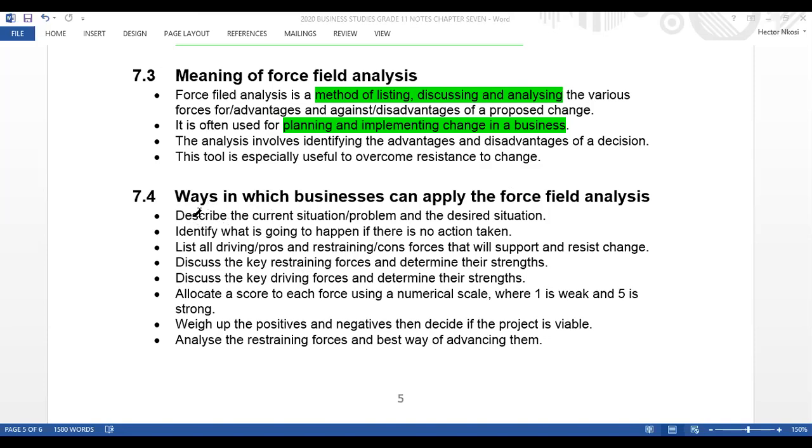So first things first, grade 11s, you need to be able to describe the current situation or problem and the desired situation. So you must be able to describe the current situation or problem, and you must give its desired solution. Hope it makes sense, boys and girls.